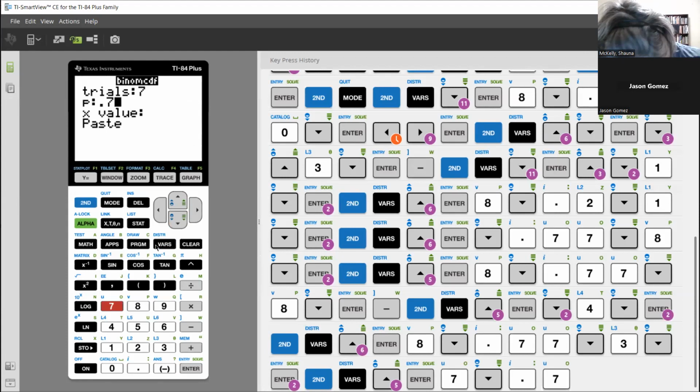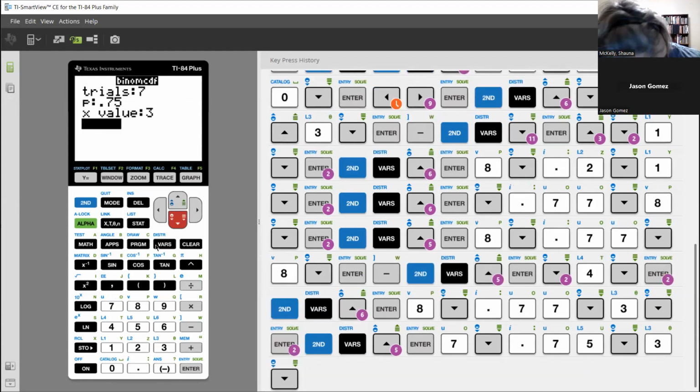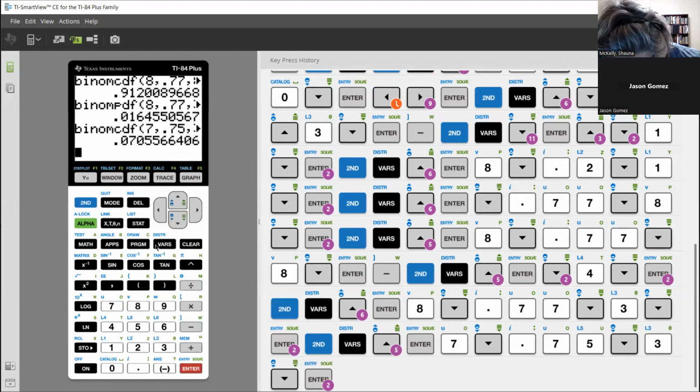7.75 and 3 people. Paste it in. 0.0706 if I round it. Okay, so this is 0.0706, because it's a 5 and it rounds up to 0.071. Yeah. Good.